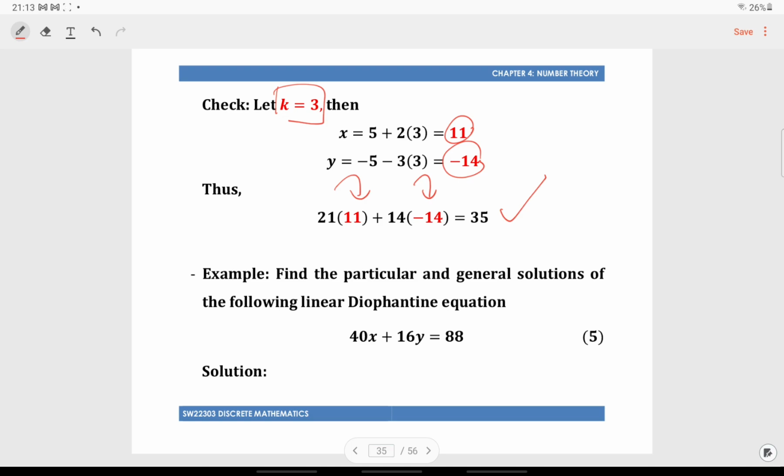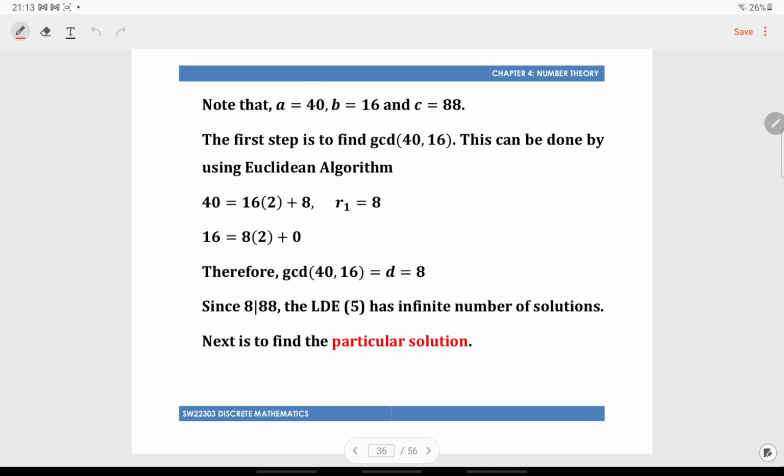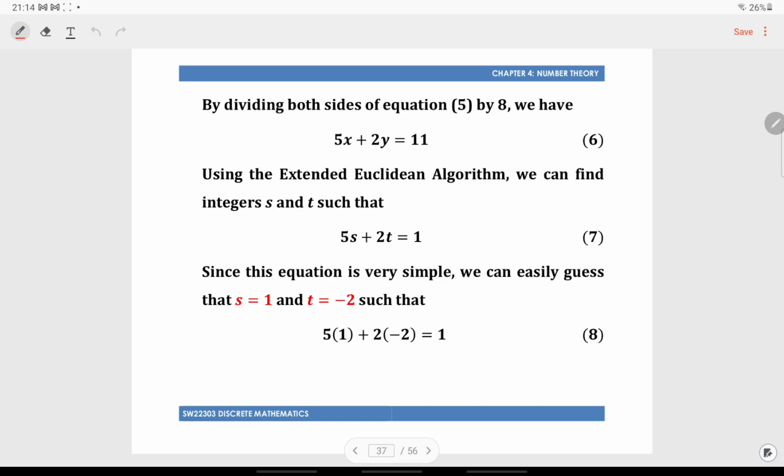40x plus 16y equal to 88. The GCD equals 8. 88 can be divided by 8 because the outcome equals 11. 11 is an integer, so it has infinitely many solutions. So we can find all the solutions just like in the previous example. We divide the equation by 8, we obtain this equation, and then we solve it. 5s plus 2t, again because the values are small, we can guess the values for the s and t.